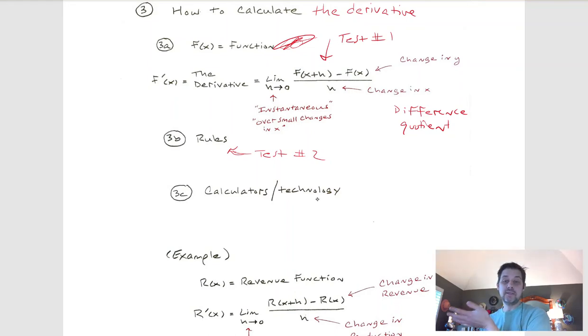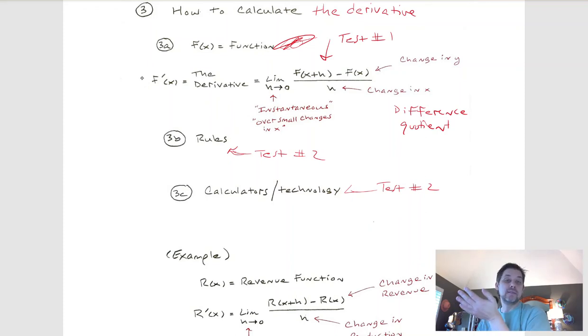Then there are calculators and technology to find derivatives for you, obviously. And I'm okay with it sometimes if we do it that way too. But not for this test. We'll talk about using calculators and other technology at the point of test 2 onward.